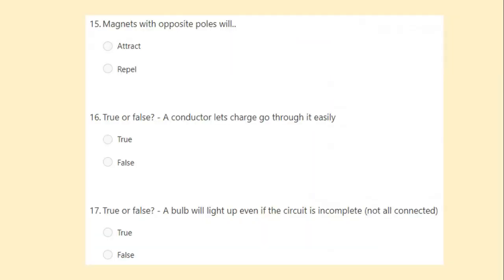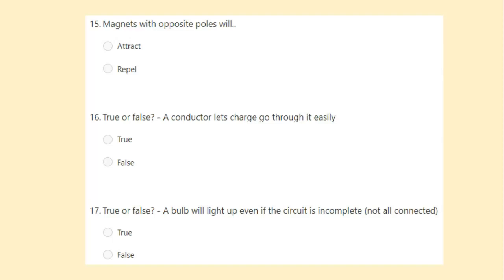Here we have questions 15 to 17. Question 15 is magnets with opposite poles will attract or repel. This question is similar to 14. But you need to decide. Will magnets with opposite poles attract or repel?